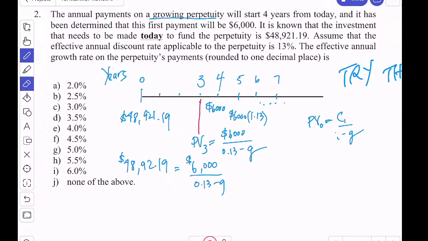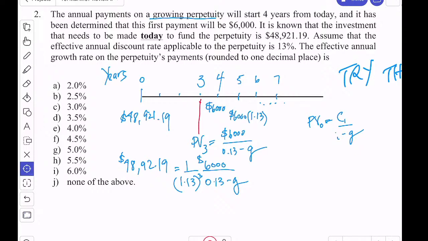Or let me move that over. I'll move it over here and I'll write it as 6,000 I minus G, but then discounted for 3 periods. Any questions?